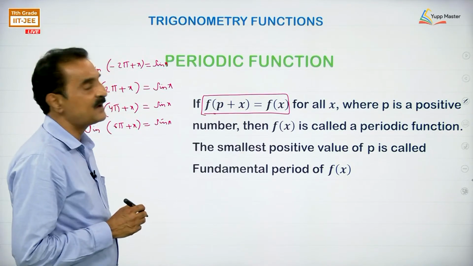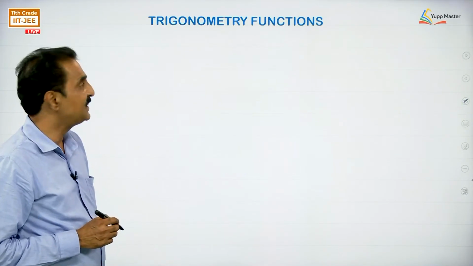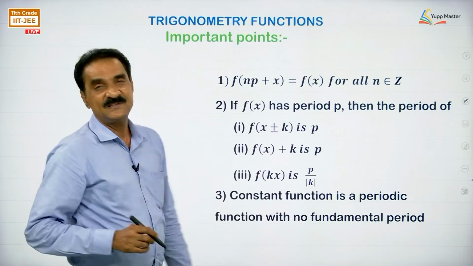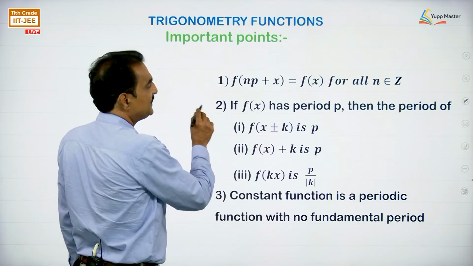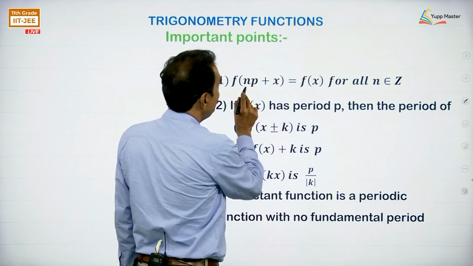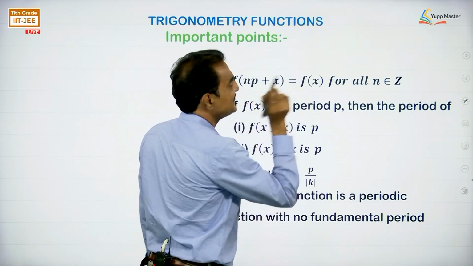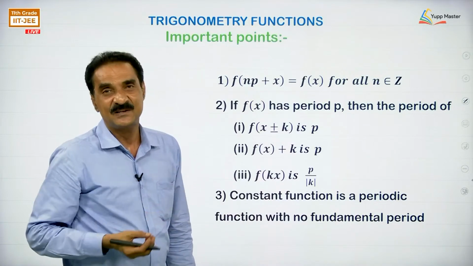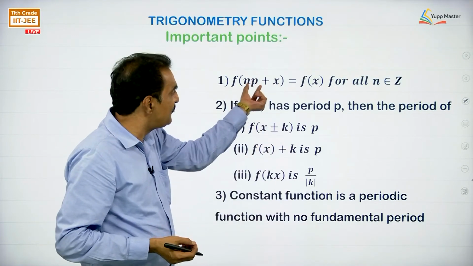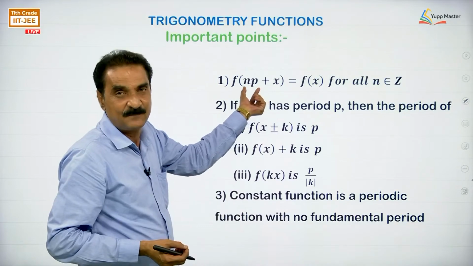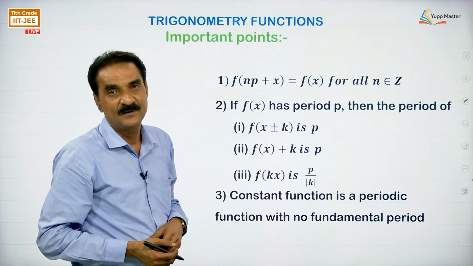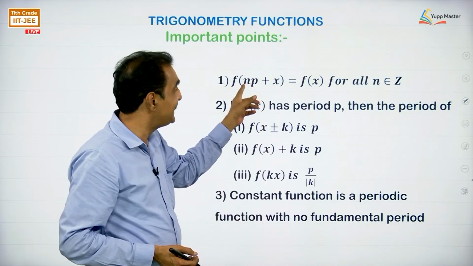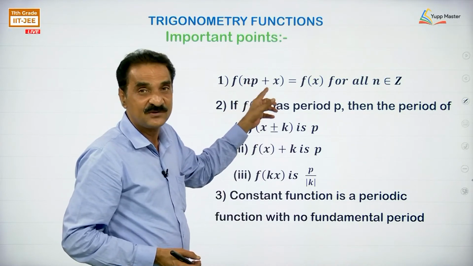Now, some important points about period of a function. If f of x is a periodic function with period p, then f of np plus x is equal to f of x. We have already discussed about this in sin x and cos x. Adding any number of periods to x, the function remains same. Okay, f of p plus x or f of minus p plus x, f of minus 2p plus x, etc.